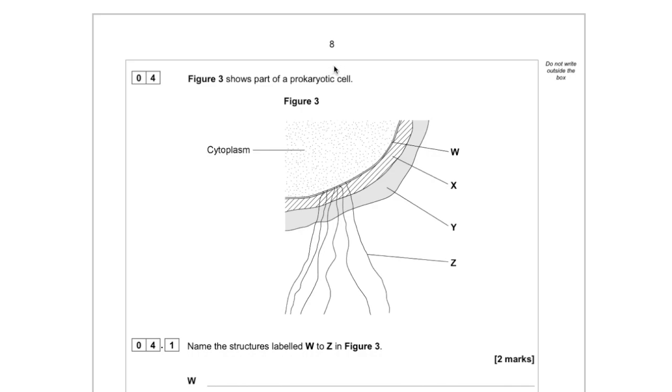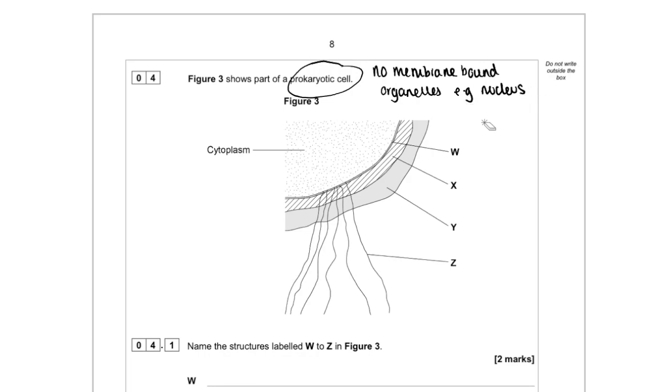So question 4 is about prokaryotic cells. So we need to have a think about what we know about prokaryotic cells. Firstly, the main difference between prokaryotic and eukaryotic cells is the fact that they don't have a nucleus. And in fact, they don't contain any membrane-bound organelles. So for example, they wouldn't have any mitochondria either.